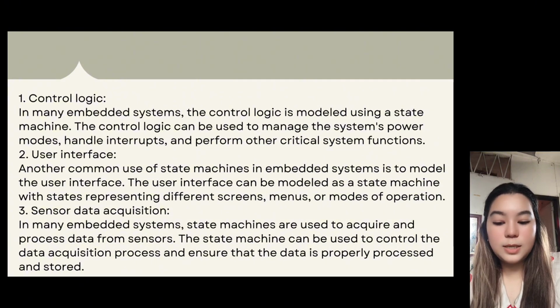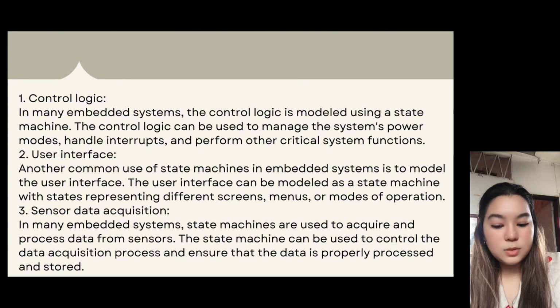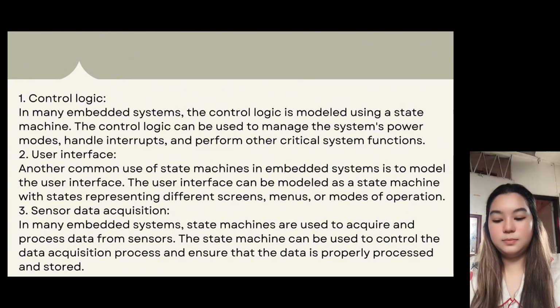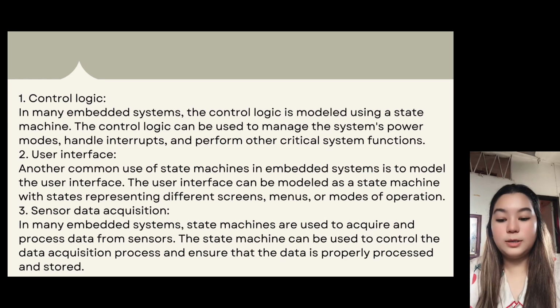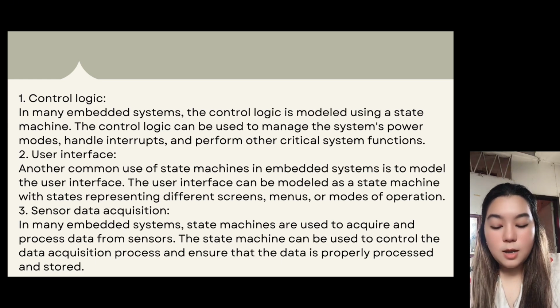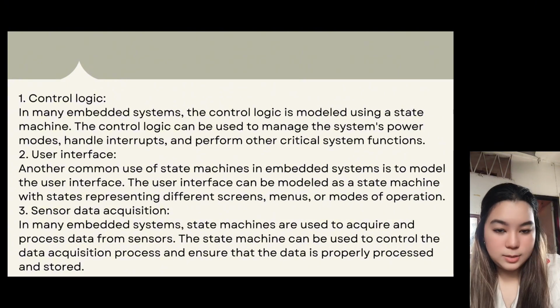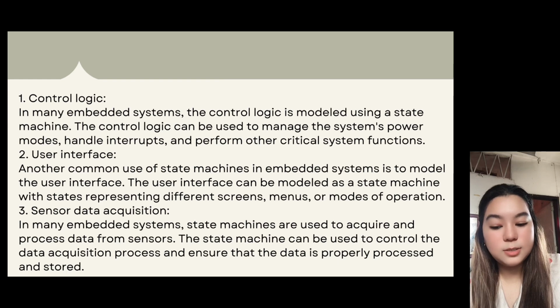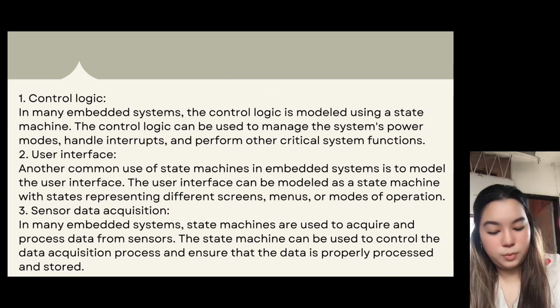Another common use of state machines in embedded systems is to model the user interface. The user interface can be modeled as a state machine with states representing different screens, menus, or modes of operation. So we have also here an example. A state machine can be used to control the display of a digital thermometer, with states representing the different temperature ranges and transitions between the states representing the changes in the temperature.